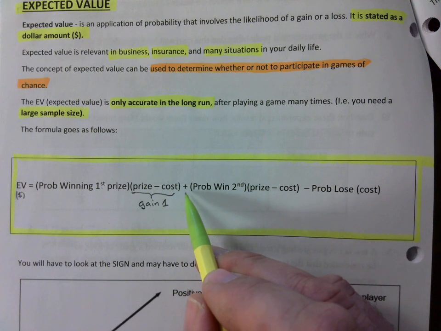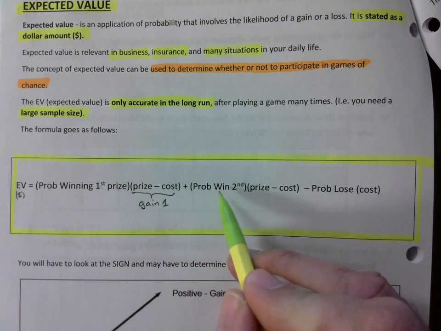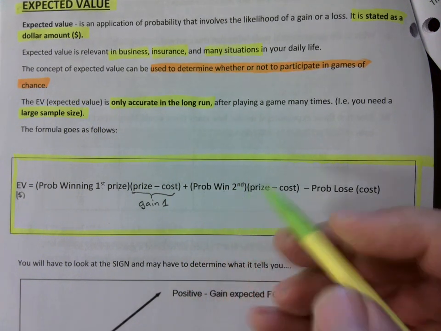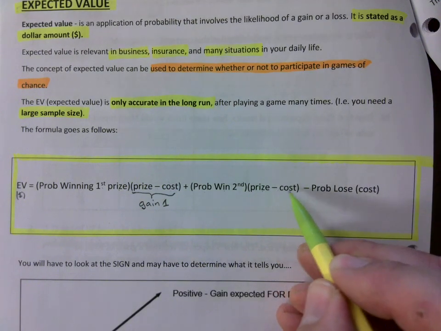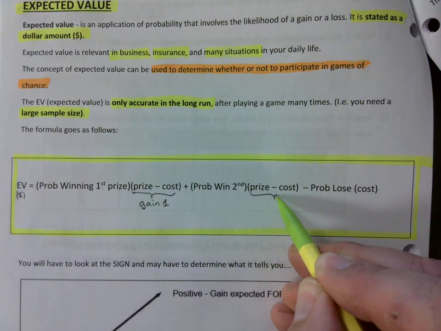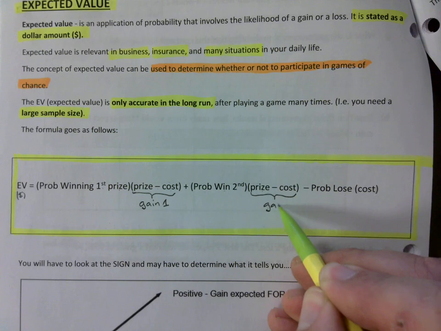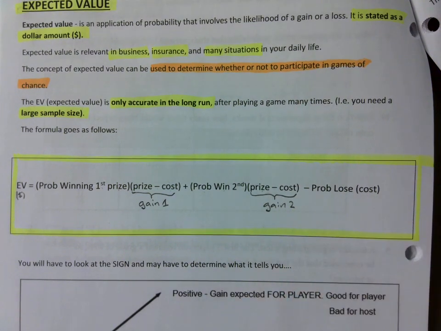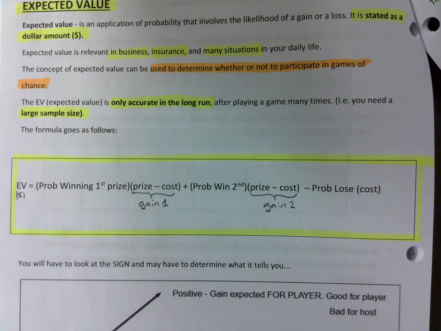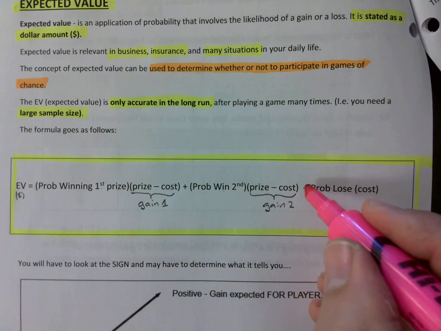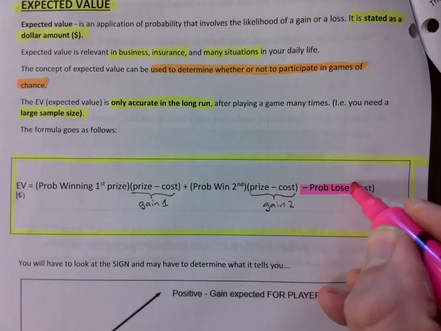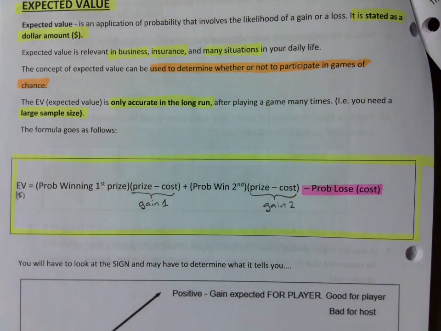Then we go plus probability of winning the second prize. There's the prize minus the cost. So this would be gain number 2. Okay? And then watch this. I'm going to use a different color just for that end part, because this one will always be there. Always. Minus probability of losing times the cost.